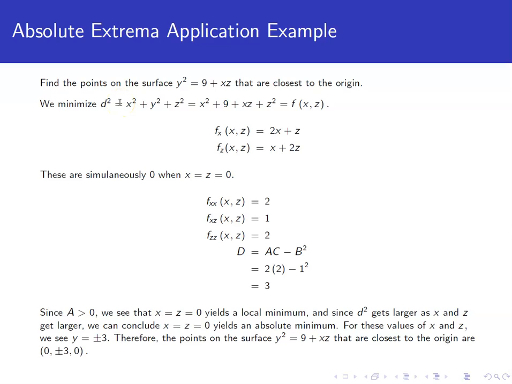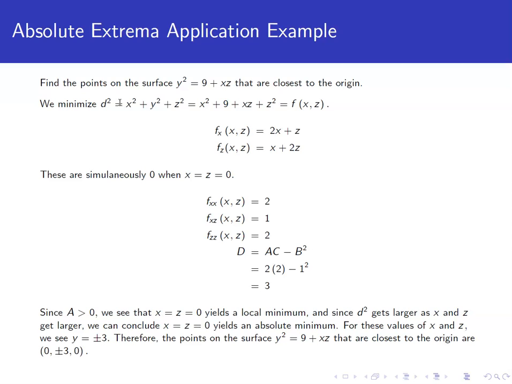In this video, we're going to find an absolute extreme value that has an application here for minimum distance. So we have the surface y squared equals 9 plus xz. We want to find the points on this function that are closest to the origin. So we're going to minimize distance to the origin.